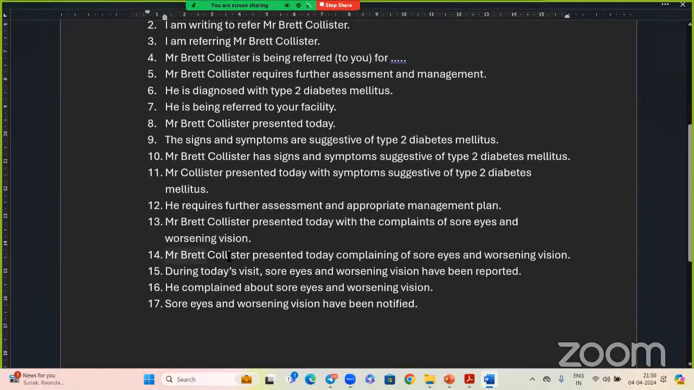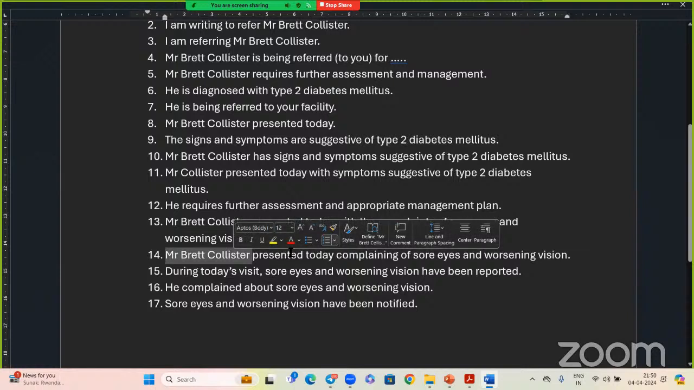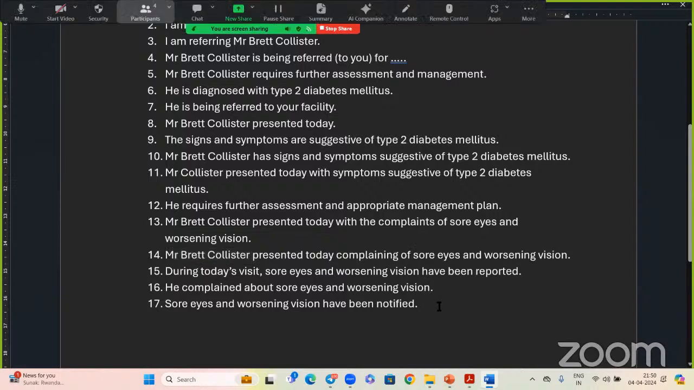What are the different types of sentences? Here, instead of Brett Collister, another name may come. Presented today, initially presented. Complaining of sore eyes, complaining of headache, wheezing, chest pain. Just change the names, change the options. That's all. You learn this style. That is very important. Only the names may change. Symptoms suggestive of type 2 diabetes or something else.